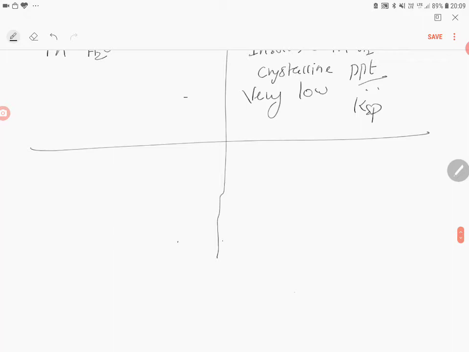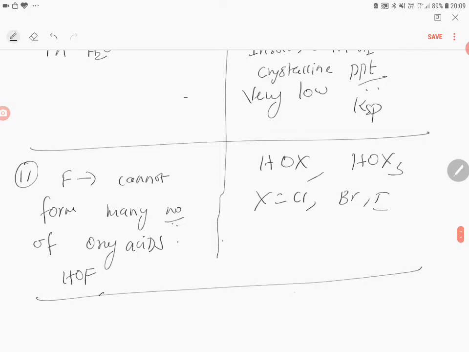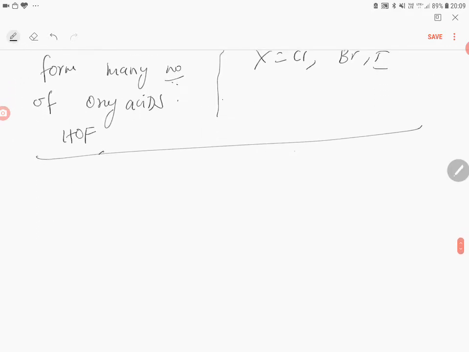Point number 11: fluorine cannot form many oxyacids. The only one available is HOF, whereas other oxyhalides HOX, HOX3 are available, where X is Cl, Br, I. All this is due to the non-availability of vacant d orbitals.